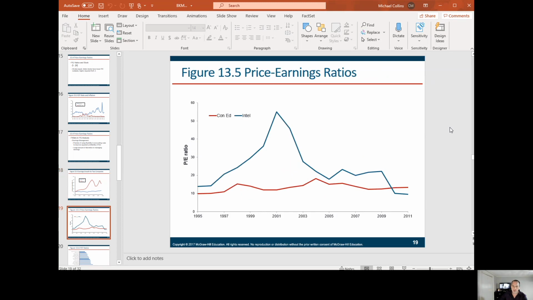This is price to earnings ratios for Con Ed and Intel. So you see that Con Ed is pretty stable. Again, electricity versus Intel, very cyclical. Big highs, low lows, right? Times are great and times are tough. But with electricity, you're buying it no matter what.